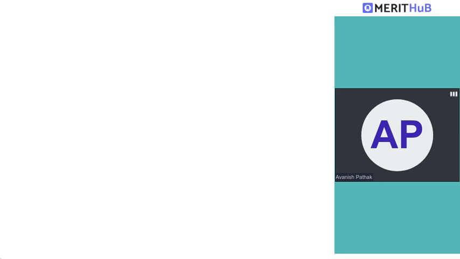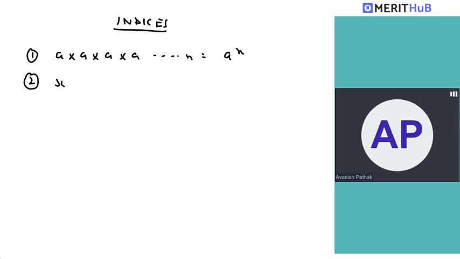So the next topic that we are discussing is indices, also known as exponent form. Now, a couple of formulas are described under indices. If I'm multiplying a by itself n number of times, I get a to the power of n. Number two, if x to the power a is multiplied by x to the power b, since the bases are the same, the powers get added.